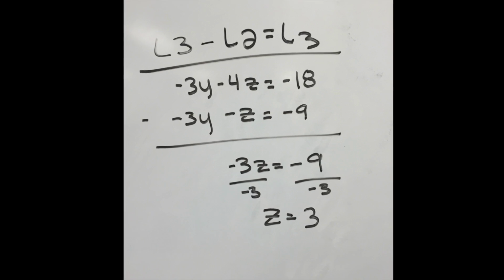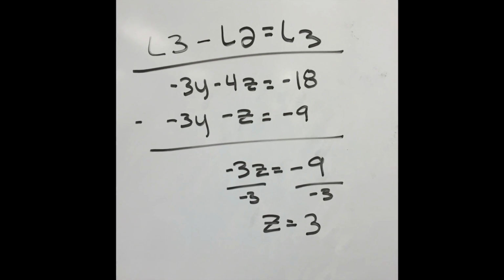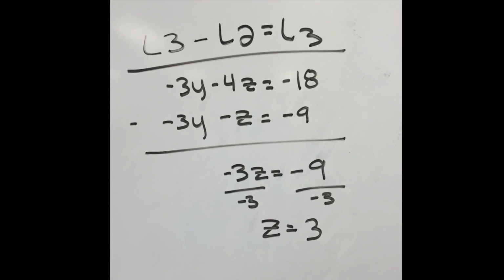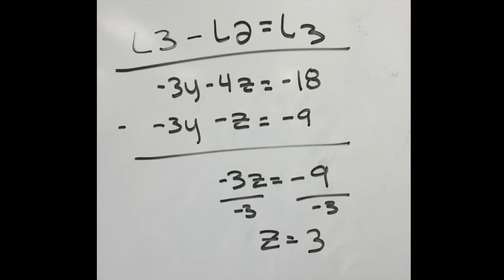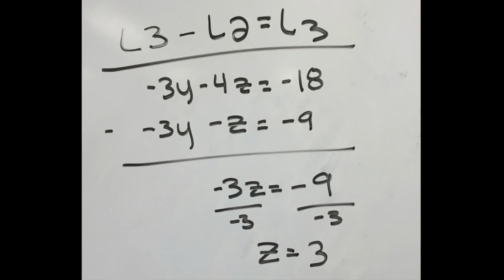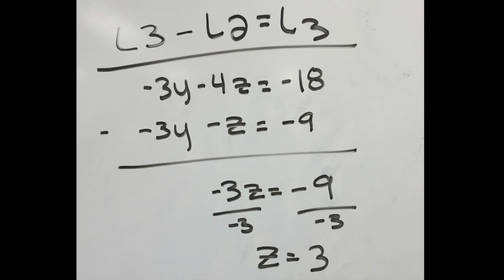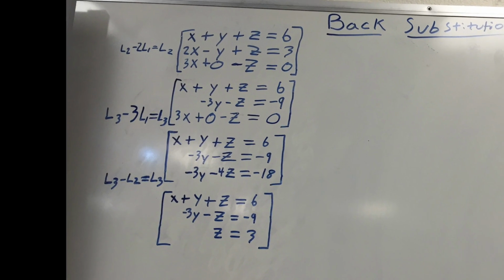Line 3 minus line 2 equals line 3. Line 3 is negative 3y minus 4z equals negative 18. Line 2 is negative 3y minus z equals negative 9. We subtracted them and found out that negative 3z equals negative 9. We divided by negative 3 on both sides, and z equals 3. We plugged in line 3, which is z equals 3.